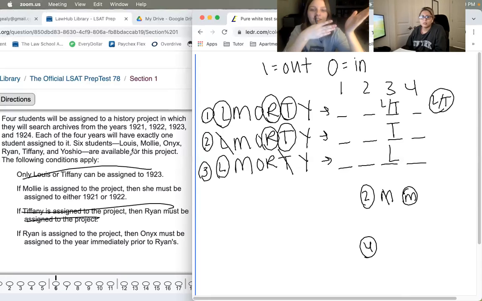But when R is in, what has to be in? Then O is in. It doesn't directly say that, but it's kind of slipped in there that, well, then O has to be next to R. And you just have to assume, well, if it's next to R, then that means that it has to be in. That's a safe assumption to make on the LSAT because that's kind of a given.